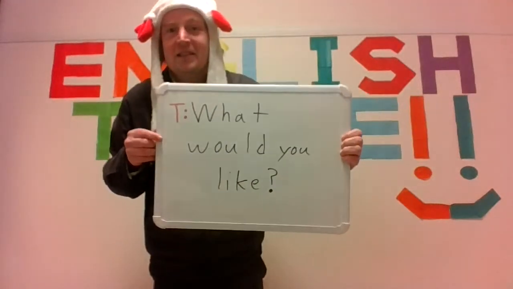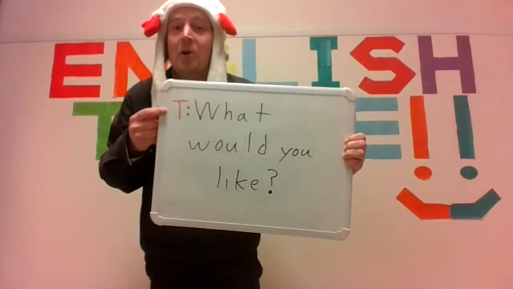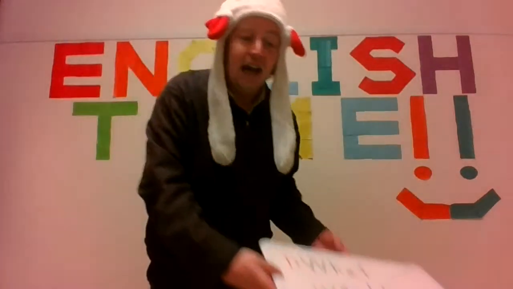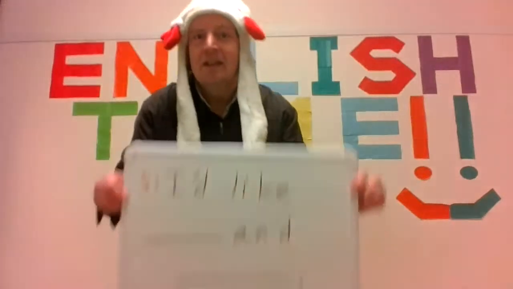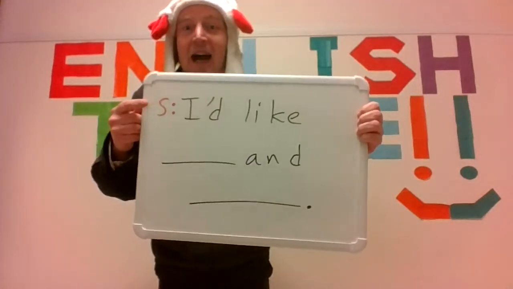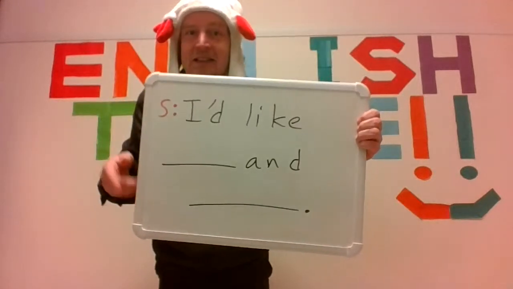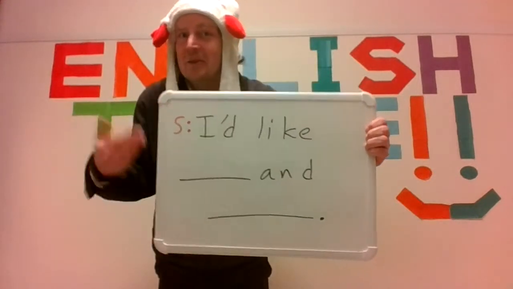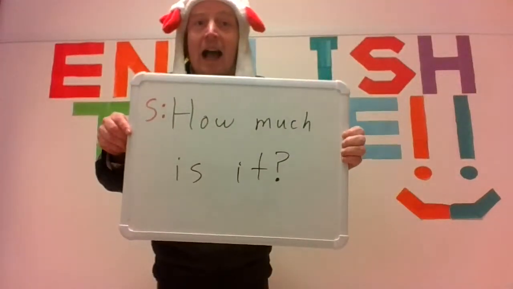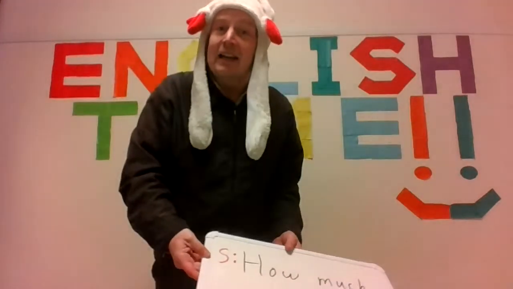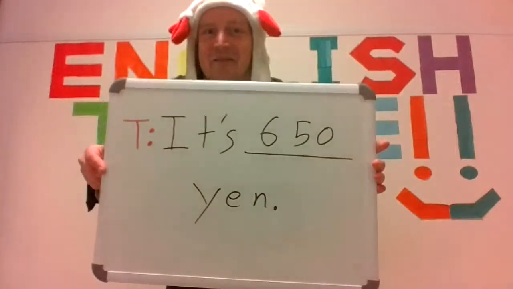It starts with me, the teacher, asking, "What would you like?" Then the students have a menu and they pick 2 items to order. So S for student: "I'd like hamburger and steak." "I'd like pizza and French fries." Something like that. And then the next question from the students would be, "How much is it?" And then I would say the pizza's 400 yen, the steak's 200 yen, 600 yen. Or for this one, it's 650 yen.